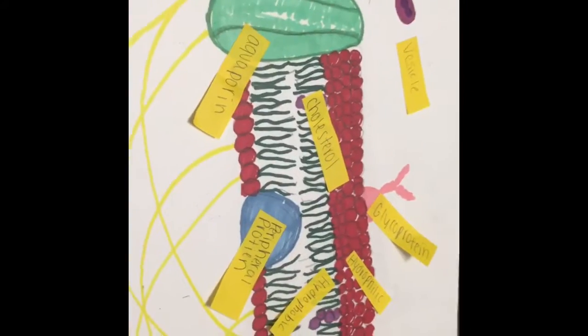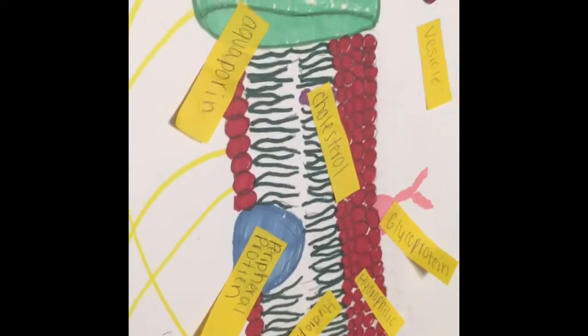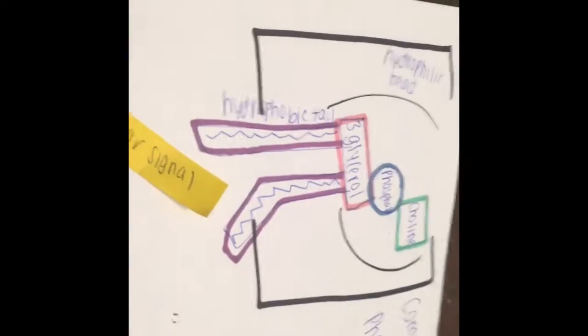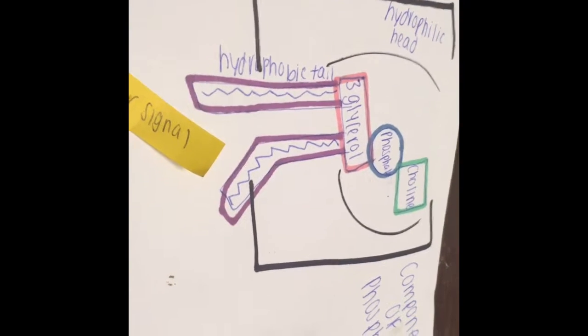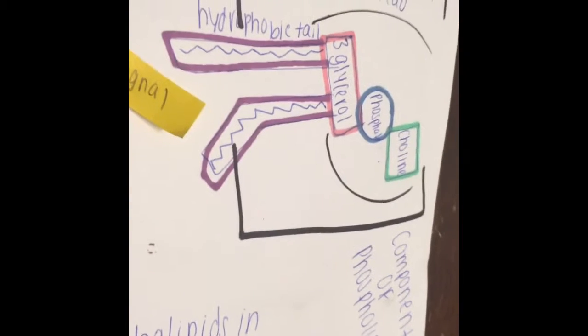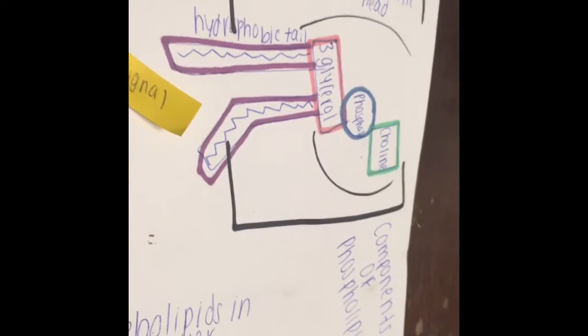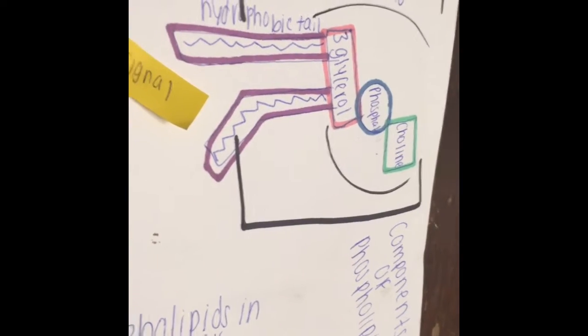The bilayer is composed of mostly phospholipids. The phospholipids have two main components, the hydrophilic head and the hydrophobic tail. The hydrophobic tail is composed of carbon and hydrogen bonds and their chains, and the hydrophilic head is composed of a glycerol, a phosphate, and a choline.